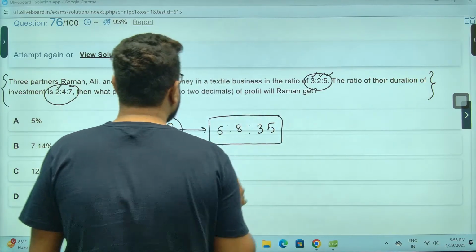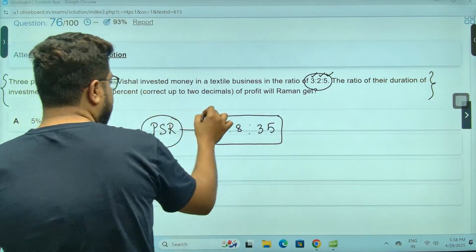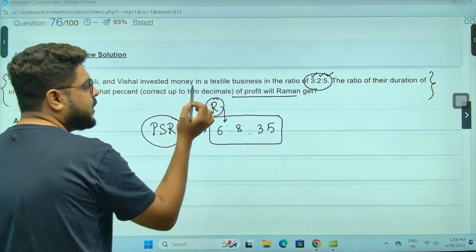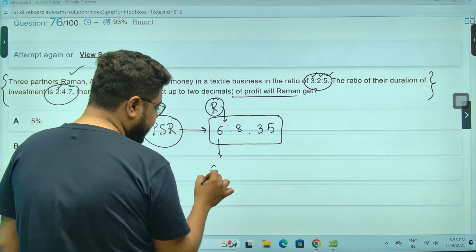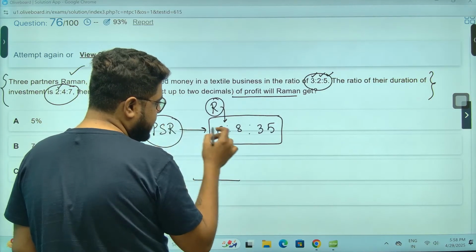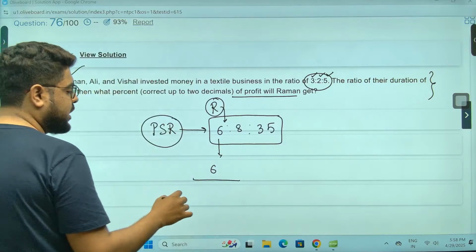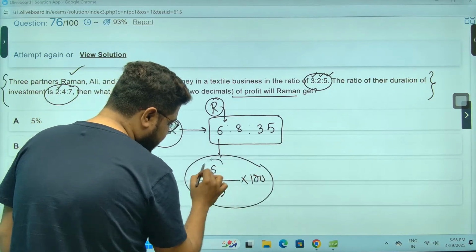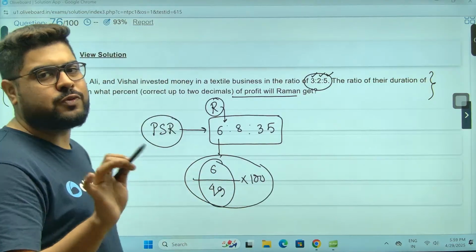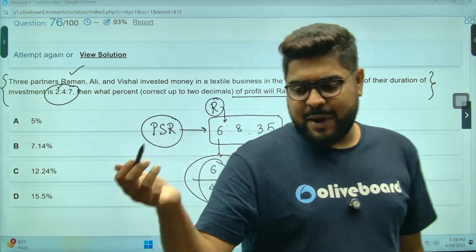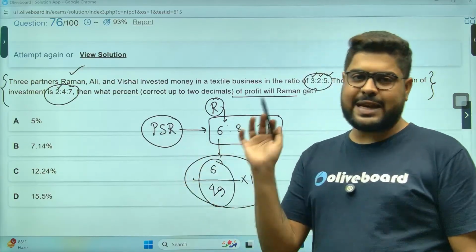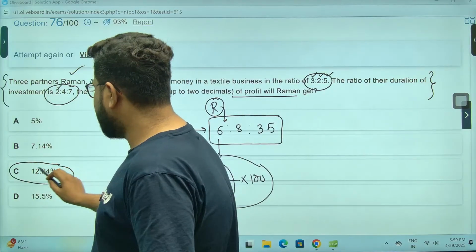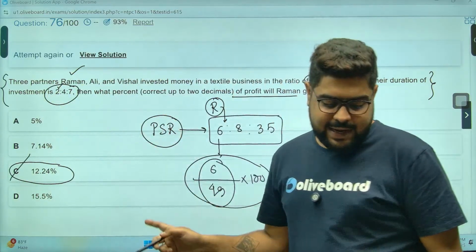Now Raman is the first partner, so Raman has 6 parts. They are asking the percentage profit of Raman. So Raman will get 6 parts out of 6 plus 8 plus 35, which is 49 parts. 6 parts out of 49 is very close to 12%, since 6 out of 50 is exactly 12%. There is only one option: 12.24%.